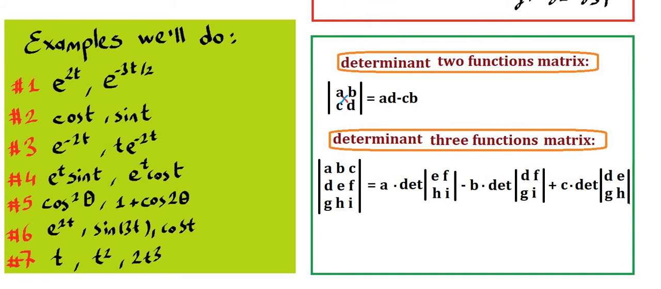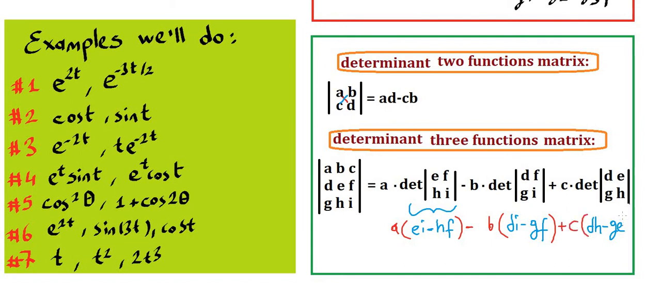And from here, we know how to compute the determinant of a 2 by 2 matrix. So the determinant of this matrix is E times I minus H times F. And the determinant of this matrix is D times I minus G times F. And the determinant of this matrix is D times H minus G times E. And we have to multiply this by A, minus we have to multiply this by B, and we have to multiply this by C. So the answer of this will be our determinant.